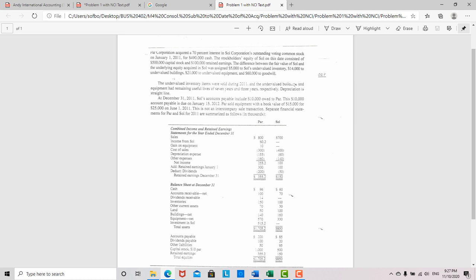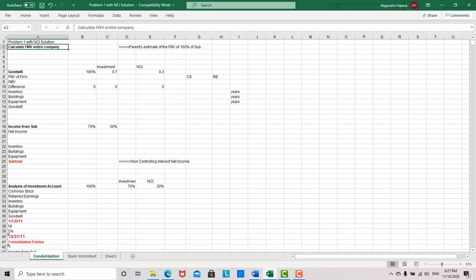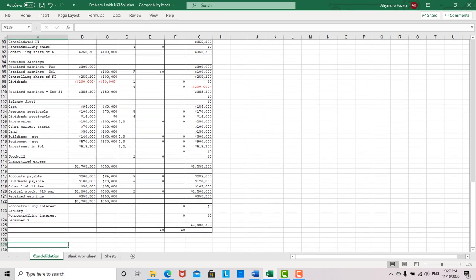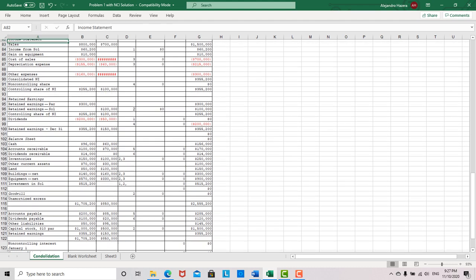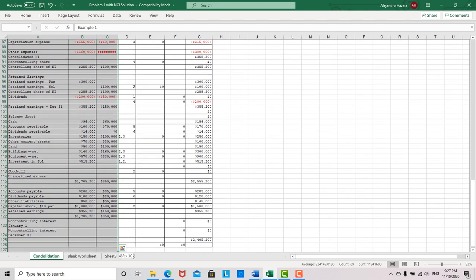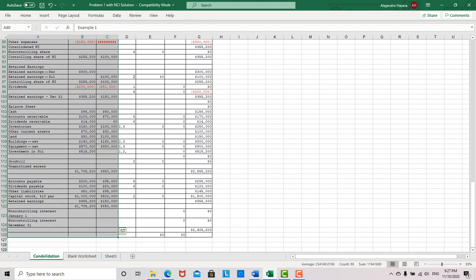Okay, and then separate financial statements for Par and Sol are summarized as follows. Now, I would like to emphasize here that these are the financial statements that we're going to use in the consolidation over here, in this worksheet. And you can see that I've got all the calculations here. There's the consolidation worksheet. The financial statements that are in the text of the problem are the same financial statements that I am highlighting here.